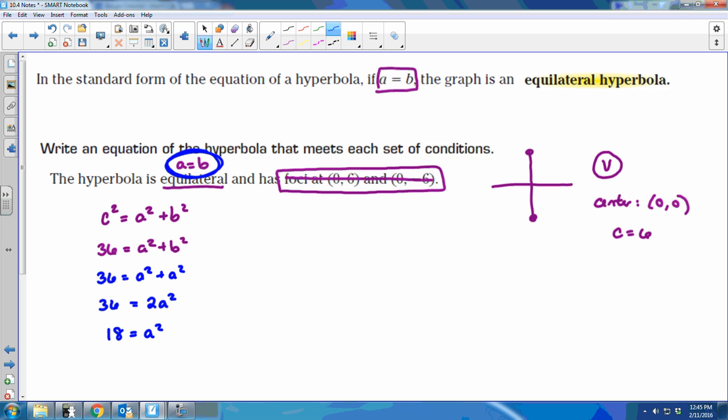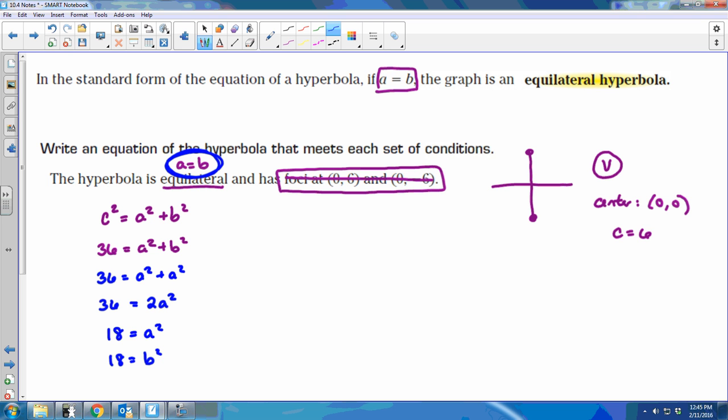Questions about what I just did? If A and B are the same, then B squared is also 18. You can find the square roots if you want to, but in the equation we need A squared and B squared. So you just square them again in a second.